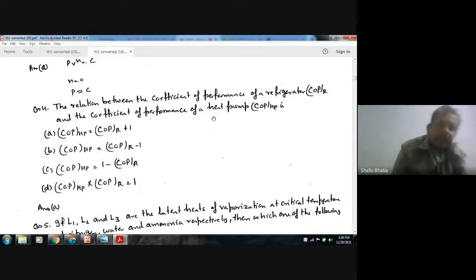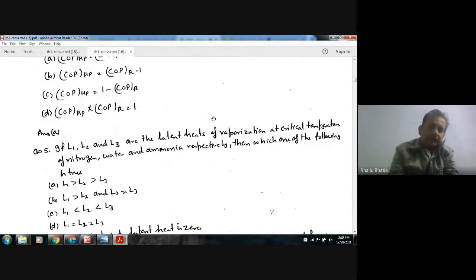Okay. Next, the relation between the coefficient of performance of a refrigerator, COP R, and the coefficient of performance of a heat pump is option A, COP heat pump is equal to COP refrigerator plus 1. So this is the right answer. We have to remember this formula, or you can try this also, but it is a one mark question, so we have to remember this formula. COP of heat pump is equal to COP of refrigerator plus 1.